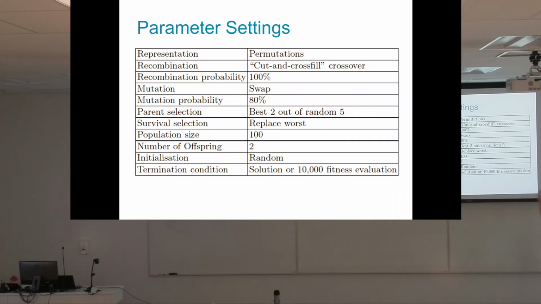Selection, best 2 out of random 5. Survival selection, replace the worst. Population size is 100. Number of offspring, 2. I don't really even know what that means. Random initialization, termination condition, solution or after 10,000 evaluations. Just an example of arbitrary values.